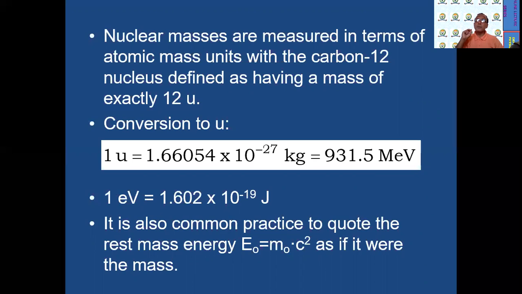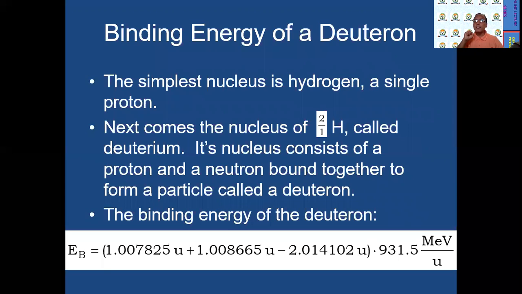One more conversion you should know: 1 electron volt is equal to 1.602 × 10^-19 joule. It is also common practice to quote the rest mass energy, that is E0 = m0c², in MeV. Now, the binding energy of the deuteron.